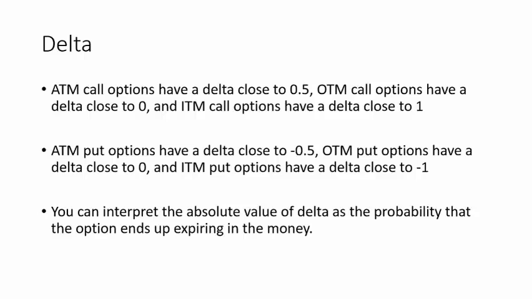Let's say an in the money put option has a delta of minus 0.8. That means there's an 80% chance that it will end up expiring in the money. Okay, so absolute value just means you get rid of the negative sign, and then you'll get the probabilities. And otherwise, it's identical to the way you would interpret the call options.